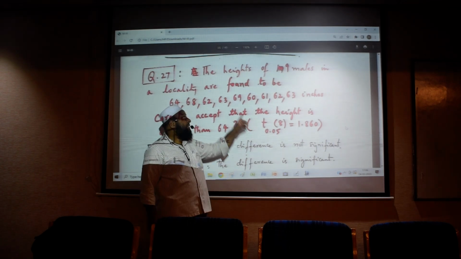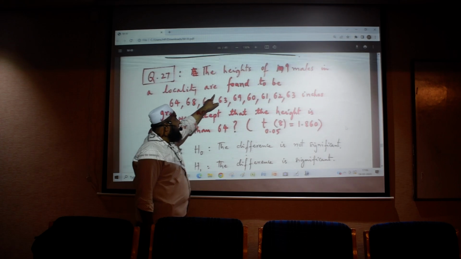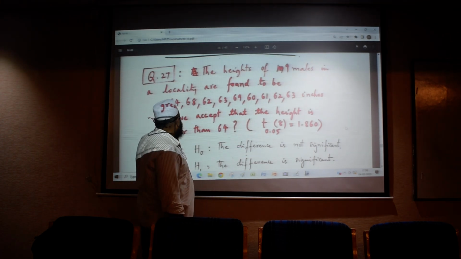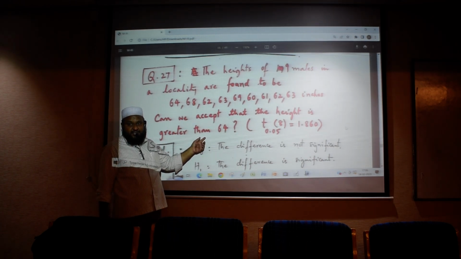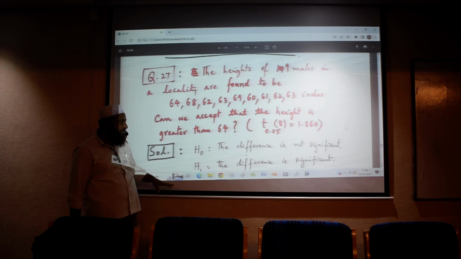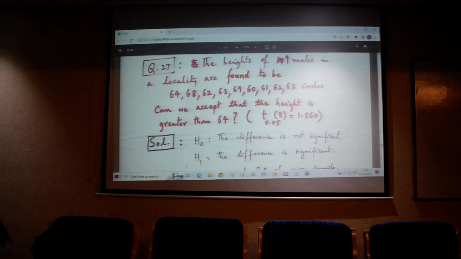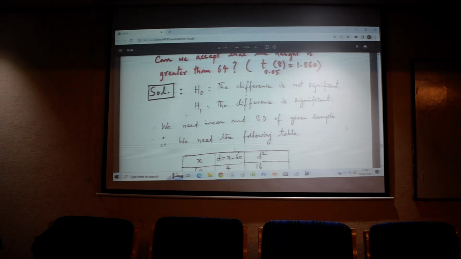Here it is given the heights of 9 males in a locality. So only one sample is given. Can we accept that the height is greater than 64? Now let us start the work. The shortcut idea is to write H0, the difference is not significant; H1, the difference is significant.